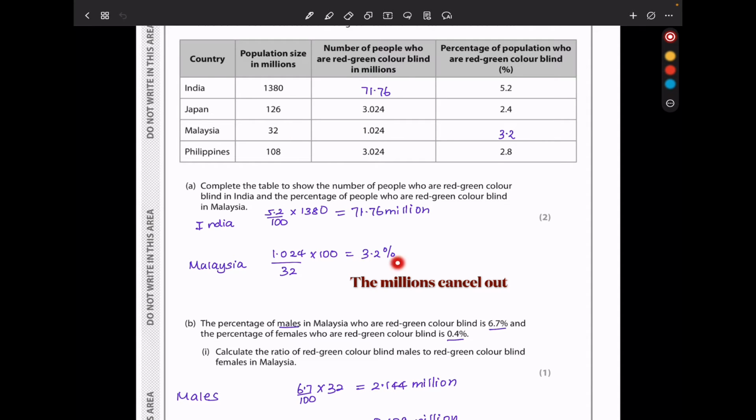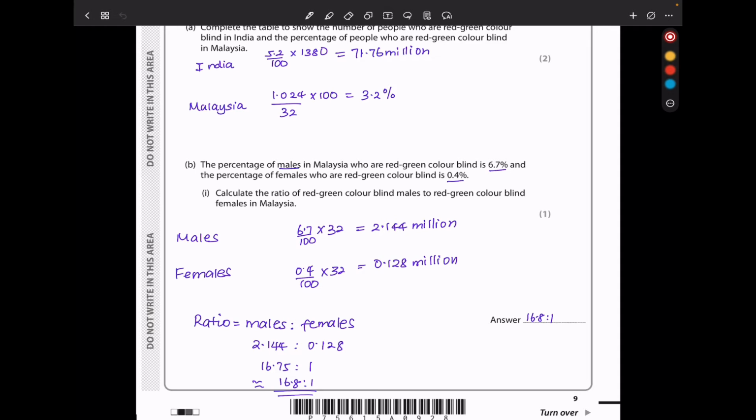to consider the millions. And in part B, the percentage of males in Malaysia who are red-green colorblind is 6.7%. And the percentage of females who are red-green colorblind is 0.4%. They want you to calculate the ratio of red-green colorblind males to red-green colorblind females in Malaysia.